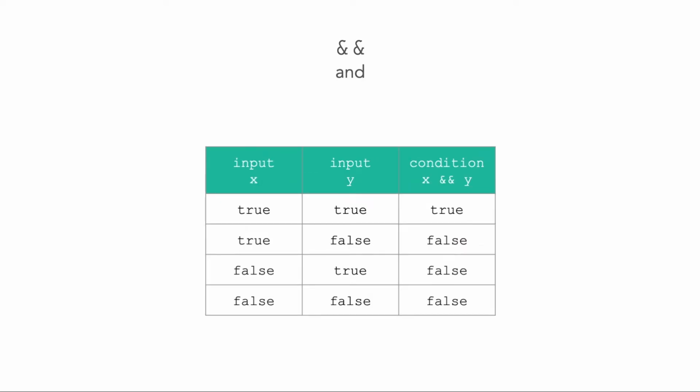When using the and operator, both Boolean expressions must evaluate to true in order for the compound expression to evaluate to true. When one is false, the whole compound expression will evaluate to false. When using the or operator, at least one Boolean expression must evaluate to true in order for the compound expression to evaluate to true.